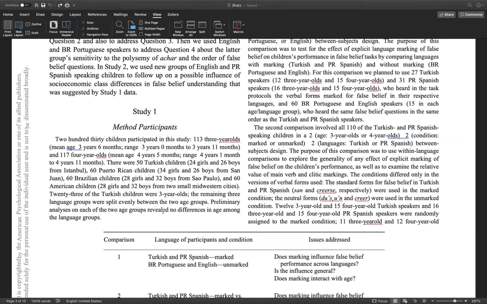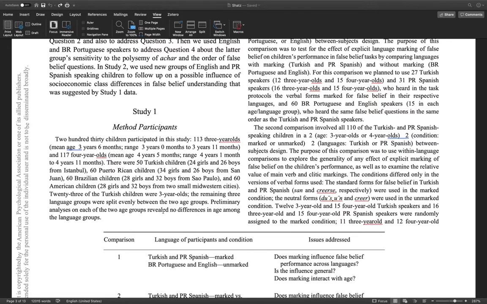If I do, I'll let you know. 23 of the Turkish children were 3-year-olds. The remaining 3 language groups were split evenly between the 2 age groups. I'm like, oh, what did they do wrong there? They did a study internationally. I'm going to give them some leeway, because I've done studies and to coordinate across this many places and to only have these few little errors, this is pretty legit.